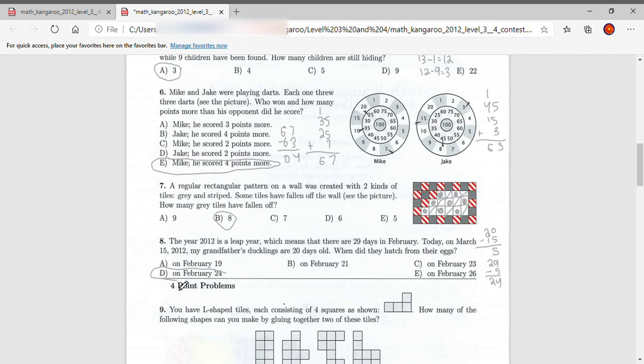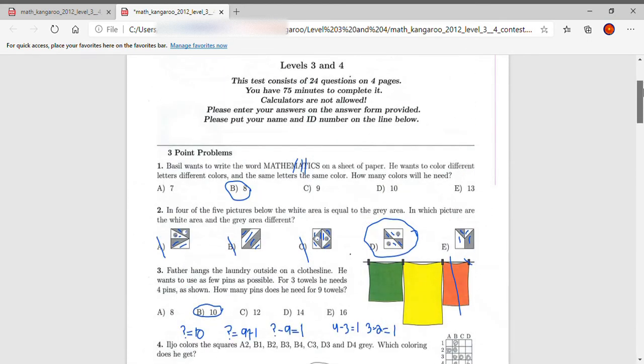So that is all for the 3-point problems. I hope this will come in handy and you understood all my ways of solving.